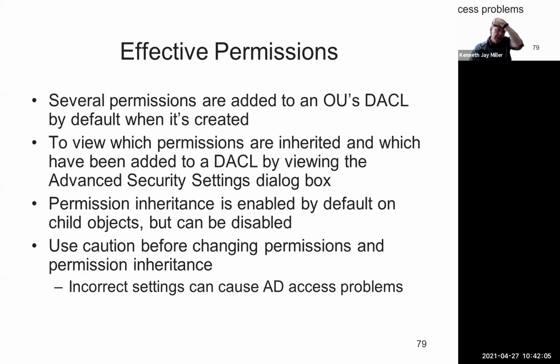Okay. Now, some permissions are added by default on the discretionary access control list when it's created. So to view that, you can go into the advanced security settings and view what the DACL put on there. Now, inheritance is enabled by default on child objects, but you can turn it off, right? There's a little checkbox that you can say, do not inherit from parent.